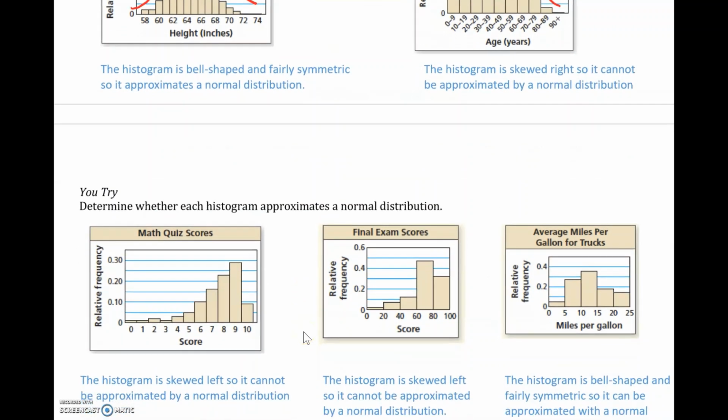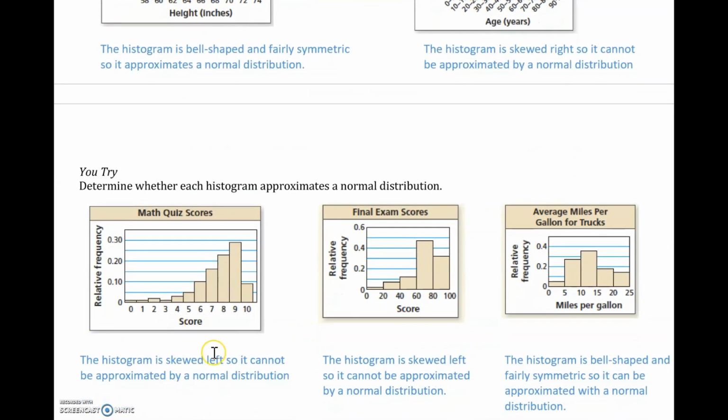And then the last 3 were about whether each could be approximating a normal distribution. Hopefully you saw the first 2 were pretty clearly skewed to the left. This last one might have been up in the air, but it does make a relatively bell curve shape. Remember, this is an approximation, so it doesn't have to be perfectly symmetrical, but there's no very clear skewing left or right. So that's why we'd say it's pretty bell shaped, and we can approximate it as a normal distribution.